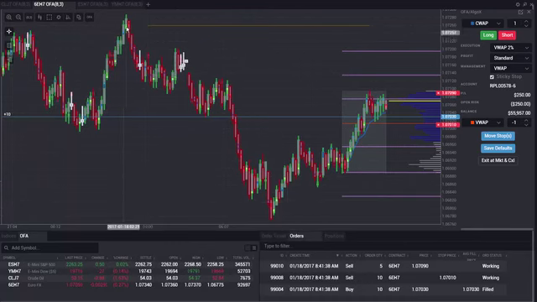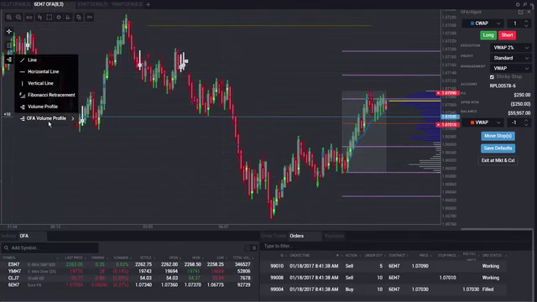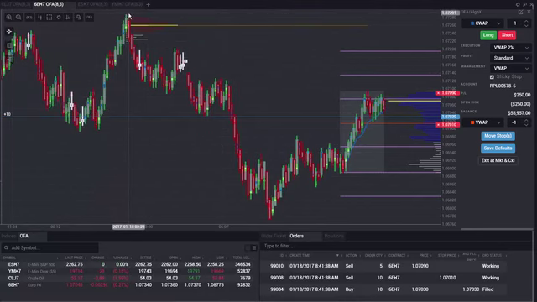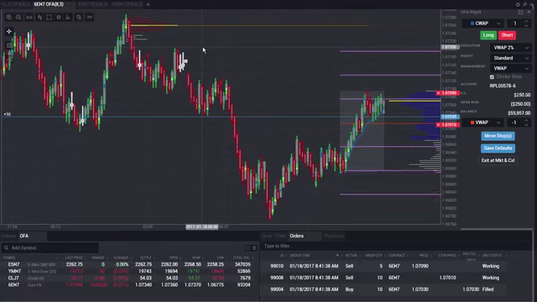We have a low down here. We have a high up here from about 2 a.m., so the London session open. So I want to go in and see what this high looks like and see if I can find a decision point there. Now, in a previous lesson, we talked about decision point trades. I'm going to put that profile right there.